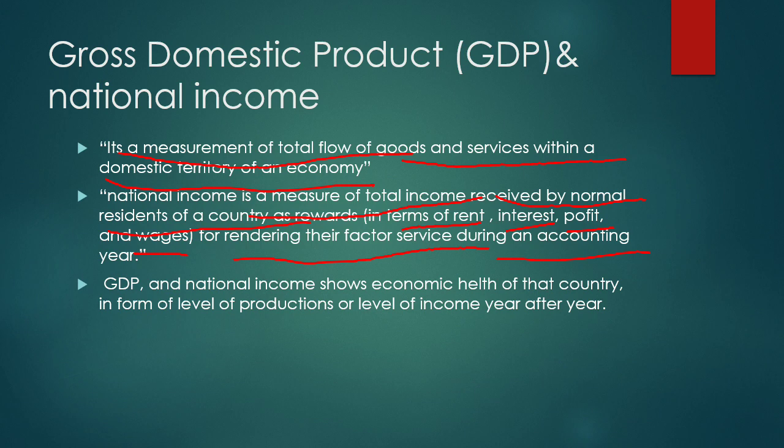And GDP and national income show the economic health. If in an economy the production level is rising, then definitely GDP will rise, and if GDP rises, the national income will also rise, right? The level of income will rise year to year. If you want to know whether the level of production is increasing or decreasing, we will go through GDP. We will first think about GDP: what is the rate at which GDP is growing in the country, right?